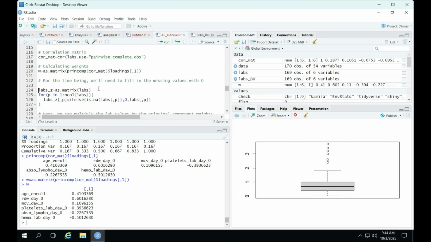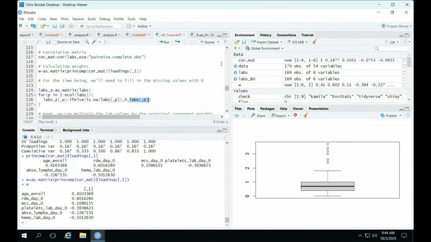I'm going to make a new object that's called labs z. And this is the same labs object we had before, but we're going to do one little difference here. So we're using a for loop again. So we're going to go through all the columns. And each time, if there is a missing value, so the lab value for this variable is missing, is.na, then we'll plug in a value of 0. In other words, impute the grand mean for that group, the average overall for that whole variable. Otherwise, we'll keep it as it is.